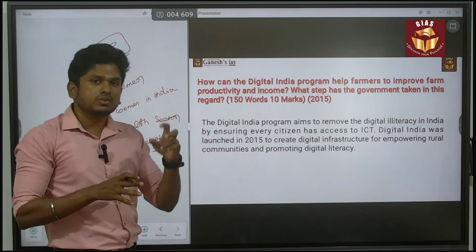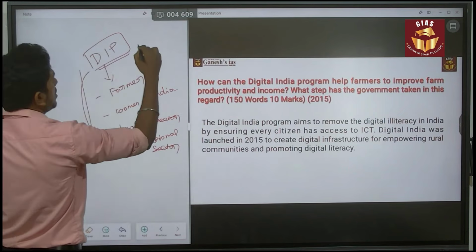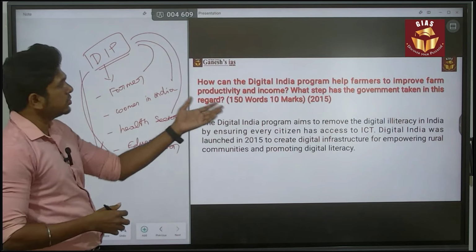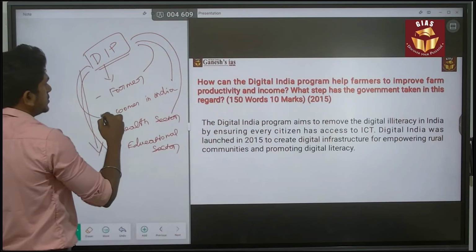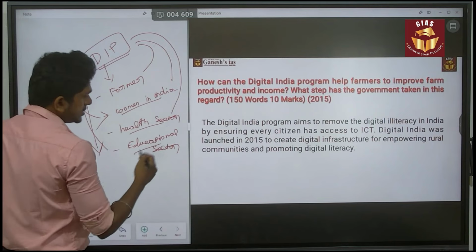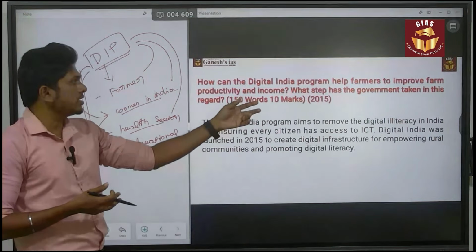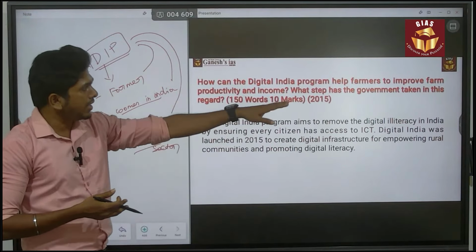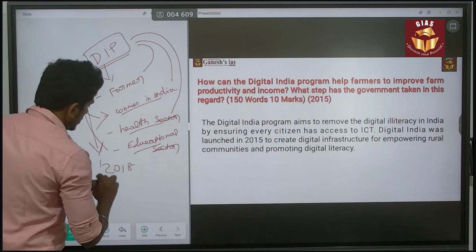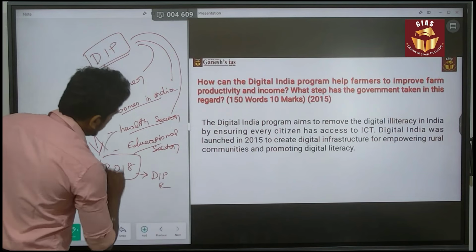If it is connected to various sectors, you have to think in all possible ways. Once they ask a question related to the farmer, next there is the possibility they can ask about women in India, or the health sector, or the education sector. That is how they make questions. In 2015 they asked a question related to the Digital India program and farmers' productivity. In 2018, the question was related to the Digital India program and the health sector.